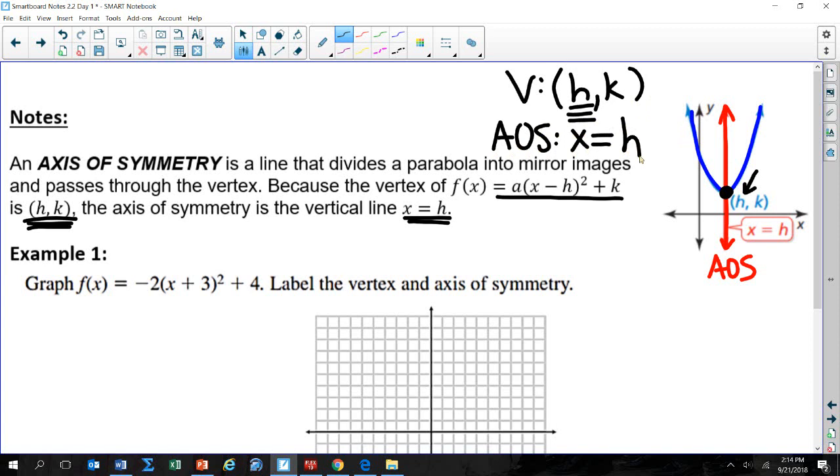Any vertical line always has the form x equals something. It's just a matter of saying to yourself, what does x equal? Well, in this case, it's going to be h. It's going to be whatever the x value of your vertex is.